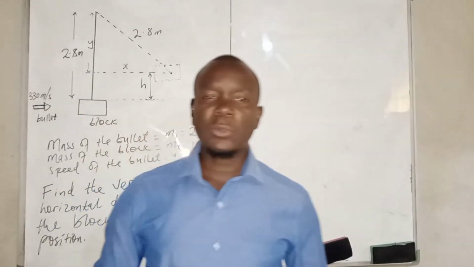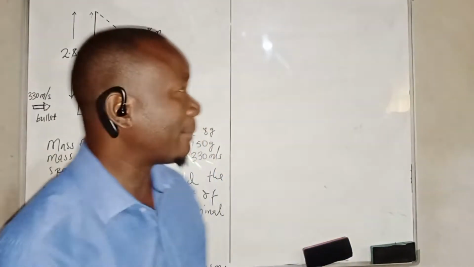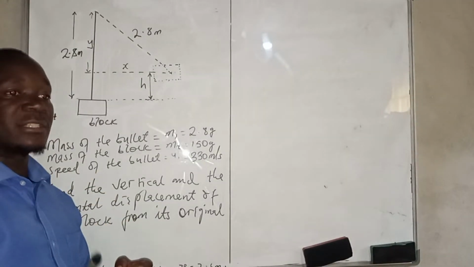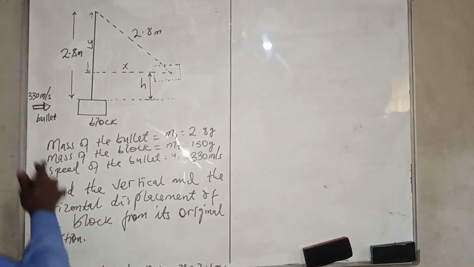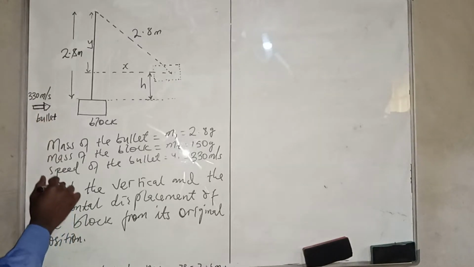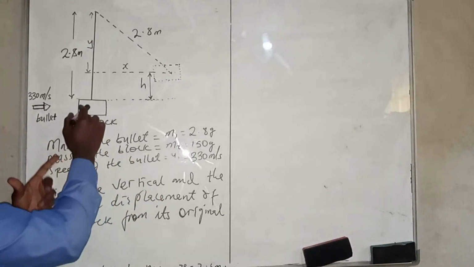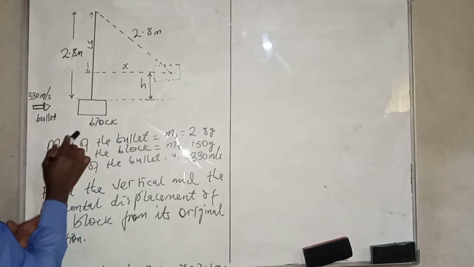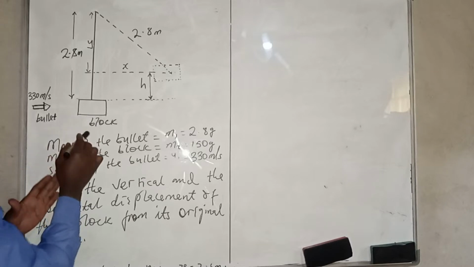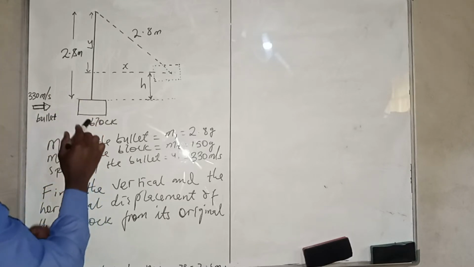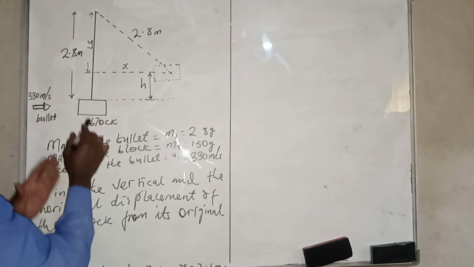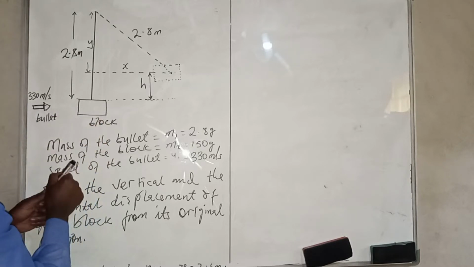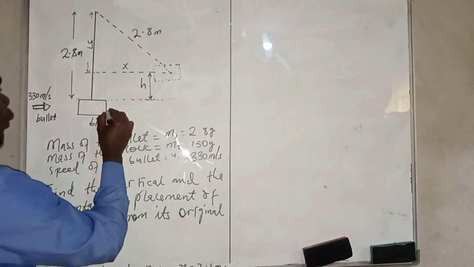Welcome. In this video, we're going to look at one of the exciting problems under pendulum. It is a question where a bullet is fired from a gun, traveling at 330 meters per second, and then it hits this block, which is in a pendulum setup. When it hits, the bullet sticks into the block, and then both the bullet and the block move together.